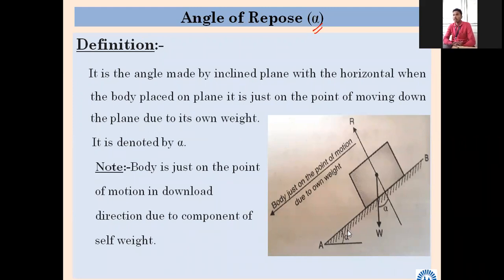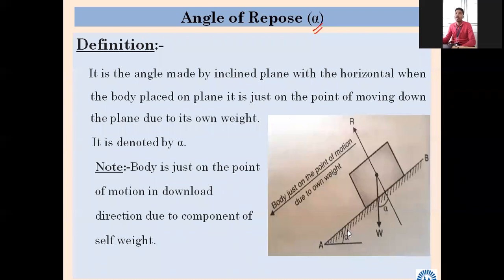How many such angles can there be? Whenever there is an inclined plane, a number of angles will come. But what is the condition? The condition given ahead is: when the body placed on the plane is about to move, or we can say the body placed on the inclined plane is in limiting equilibrium. Limiting equilibrium means what? It is about to move, but it has not moved at all. It is about to move just.